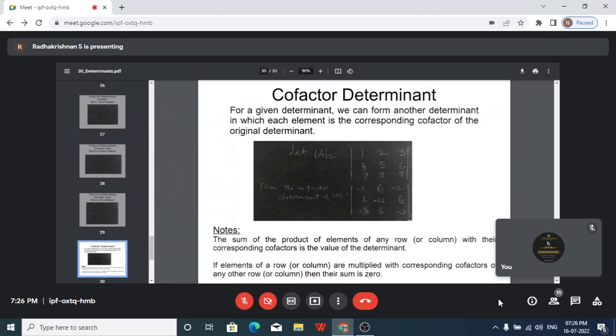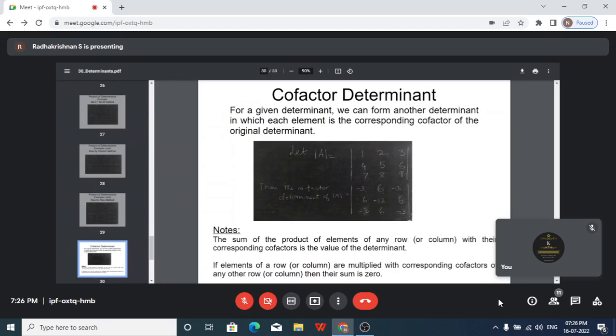But the sum of product of the elements of any row with their corresponding cofactors is the value of the determinant. So we know that the value of the determinant is: take the first row and its corresponding cofactors. So 1 into minus 3, 2 into 6, 3 into minus 3. That is going to be the value of the determinant. So if you have the cofactor determinant, it is very easy to determine the value of the determinant.